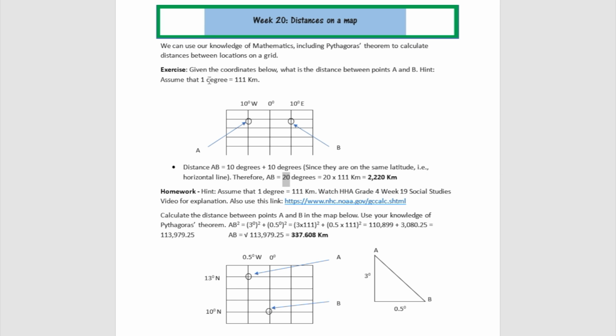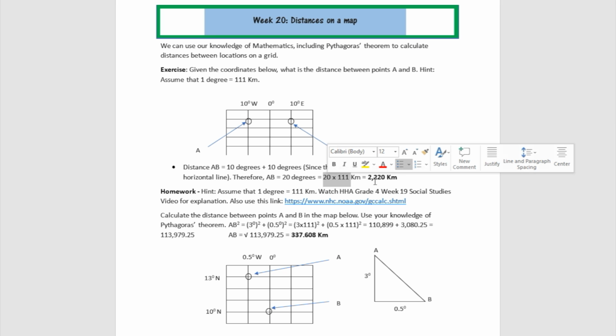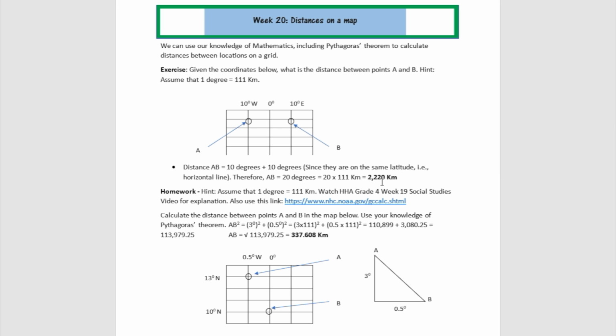Now, 1 degree is equivalent to 111 kilometers. So what are we going to do? We are going to say 20 multiplied by 111. And we are going to get 2,220 kilometers. So that is the distance between point A and point B.